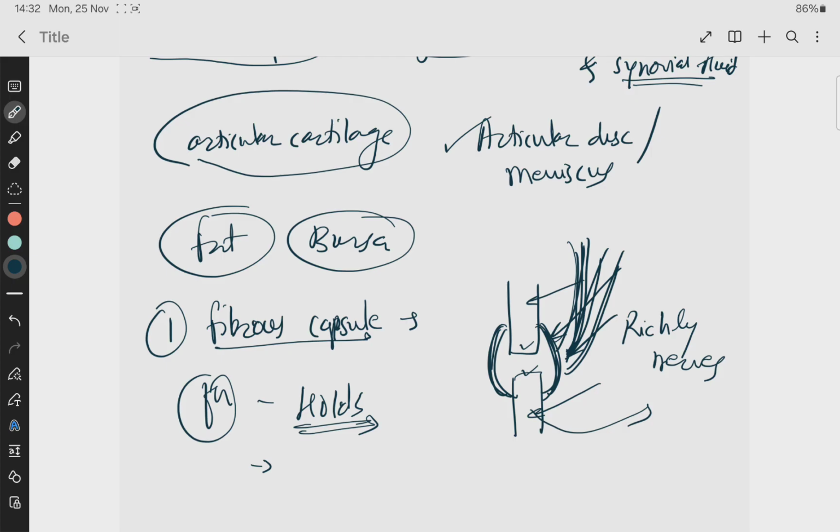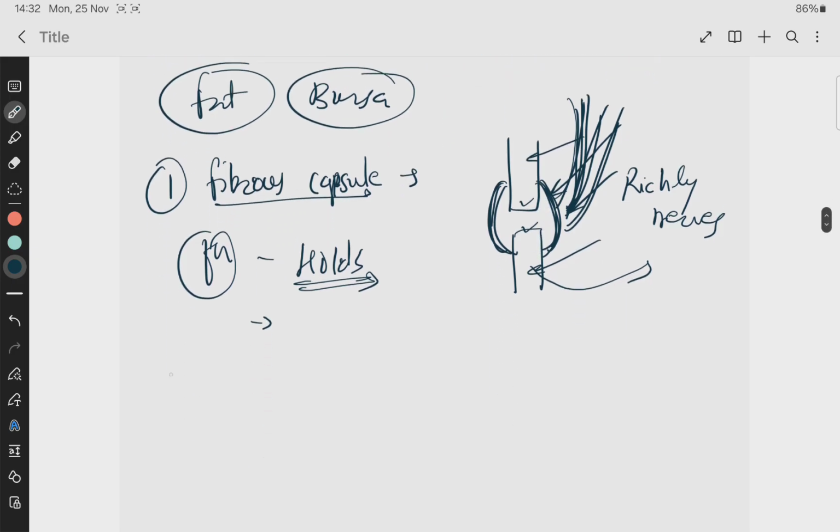Which part of the synovial joint acts as a watchdog? That is the fibrous capsule, which is asked in the MCQ. That is the first part. The second part is called the ligaments. What are ligaments? These are the supporting framework. Apart from the fibrous capsule, the two bones are held together with the help of the ligaments.